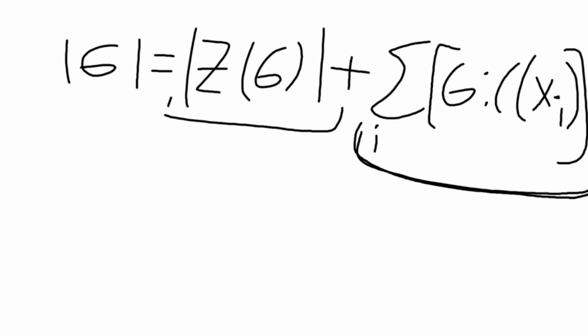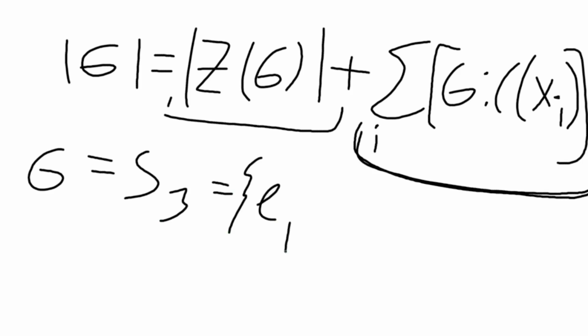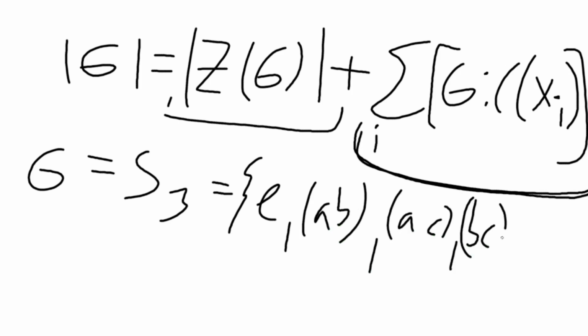But to look at a concrete example, a very common group we've been using is S3, and this is permutation of 3 letters. I can say 1, 2, 3, or I can say A, B, C are the 3 letters. So perhaps that's what I'll use. So it has 6 elements: E, then 2-cycles, and 3-cycles.